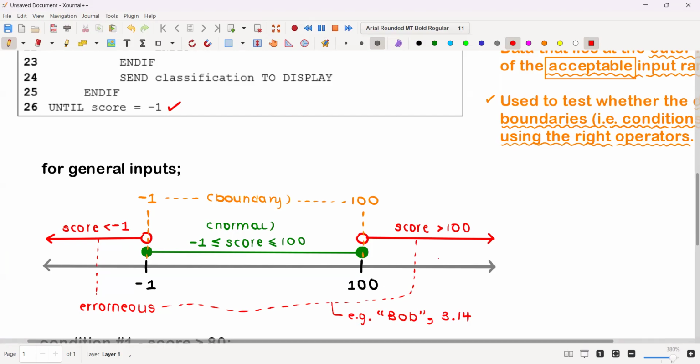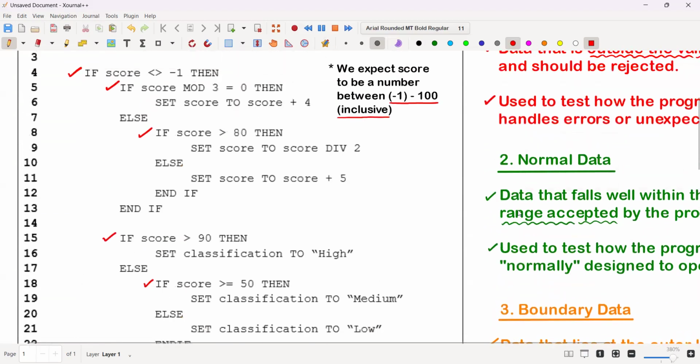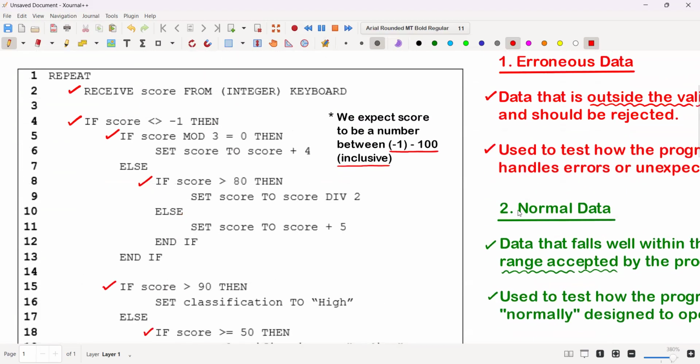So that's how we look at the erroneous, normal, and boundary data for general inputs, where boundary data is -1 and 100, sorry. Normal data is between -1 and 100, inclusive, that entire range. And erroneous values are, of course, above 100 or below -1, plus any other values of different other data types like Bob, 3.14, and really just any random values that you might enter into the program, or you might expect a user to enter into the program. And the idea is we are testing these values so that way we know that the program performs under any input without crashing.